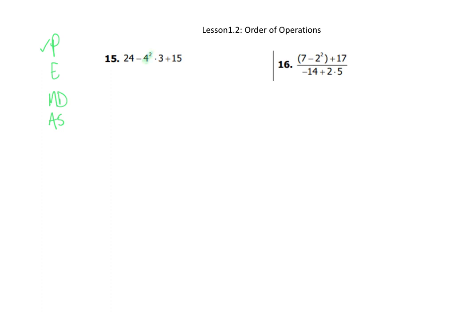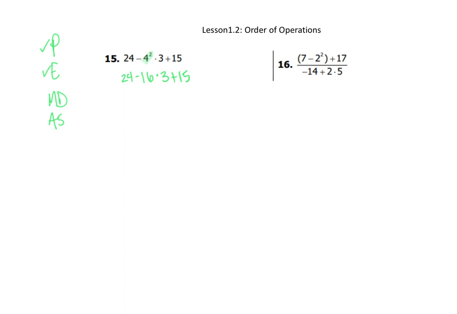That's the only piece that I'm going to do at this point. Everything else will get brought down because I have not used it yet. So I have 24 minus 4 squared, that's 4 times 4, which is 16, and then we're bringing down times 3 and plus 15. Okay, moving on.